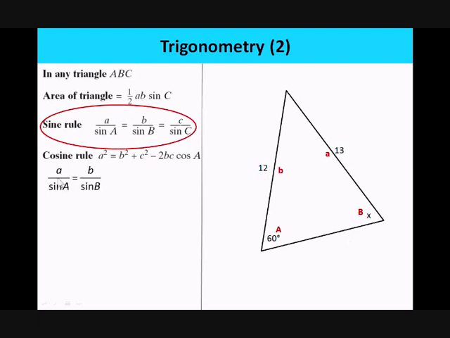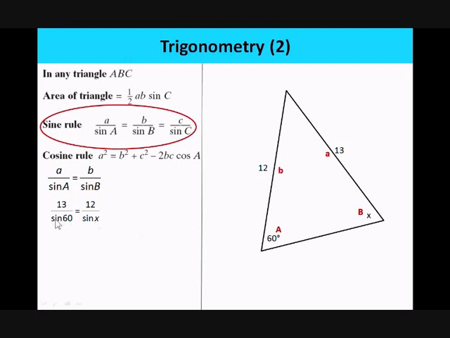So the rule says that a side divided by the sine of its opposite angle is the same for any pair of side and angle that you pick in a particular triangle. So in this triangle, 13 divided by sine of 60 is the same as 12 divided by sine of this angle here, x, whatever it happens to be. So we can take that relationship and start doing a bit of algebra with it to try and find out what the missing thing, x, is.